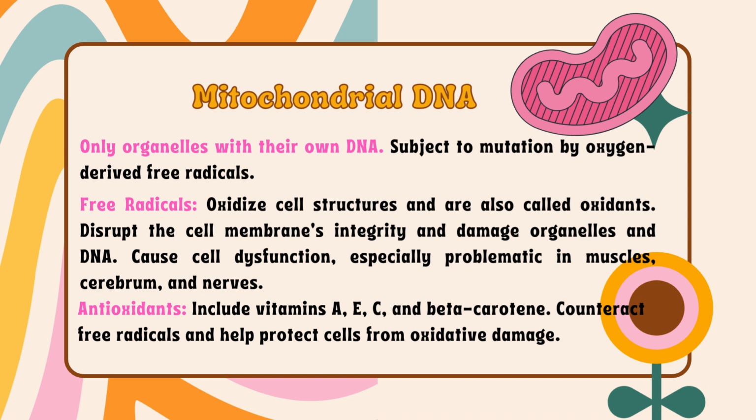So mitochondria is the only organelle with its own DNA, but it's subject to mutation by oxygen-derived free radicals. And you're going to be like, what are free radicals? They're kind of oxidants, and they disrupt the cell membrane's integrity, and they damage the organelles inside, basically just making chaos in the cell. But antioxidants like vitamin A, E, or C can counteract these free radicals.